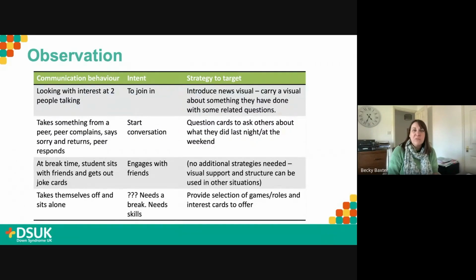Break time. Student sits with their friends and gets out their joke cards. Really successful, engaging. We all have a few. And we go around and tell each other jokes, and it all worked really, really nicely. That was a secondary school example.